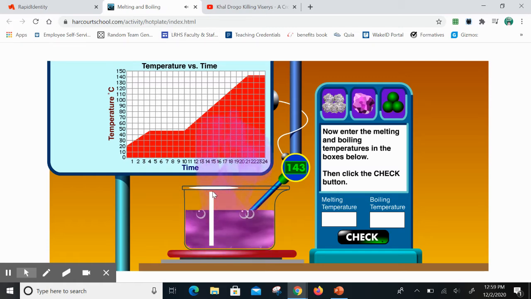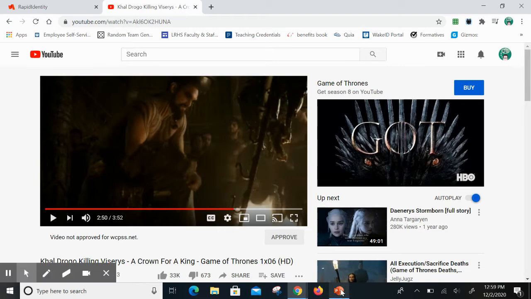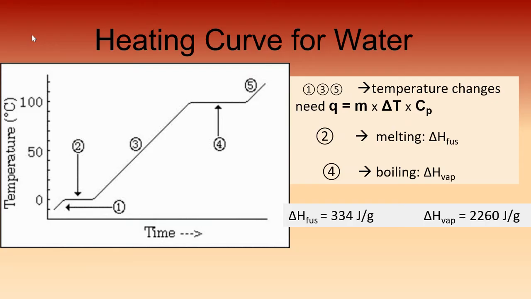So if there is no change in temperature, how on earth are we supposed to take care of this? Well, that's why we have these things, the heat of fusion and the heat of vaporization. Now, we're only going to deal with water. So the heat of fusion will be 334 joules per gram, and the heat of vaporization will be 2260 joules per gram. But understand that if we use different substances like methanol or ethanol or gold or whatever, we would have different quantities, different numbers as those constants.